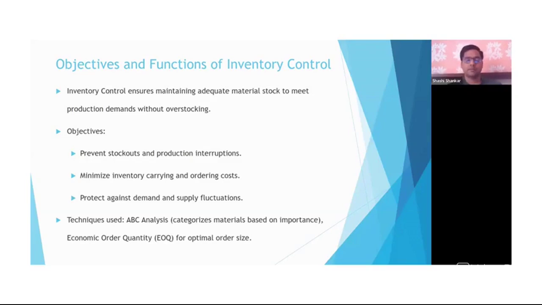Now talking about the techniques used for inventory control. One technique is the ABC method, which categorizes the material based upon importance: high, medium, low. Then economic order quantity. There are also the FIFO method, first in first out, and the LIFO method, last in first out. There are a couple of methods used for inventory control to find the optimal order size.